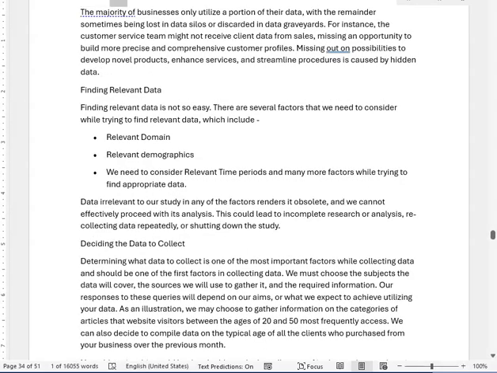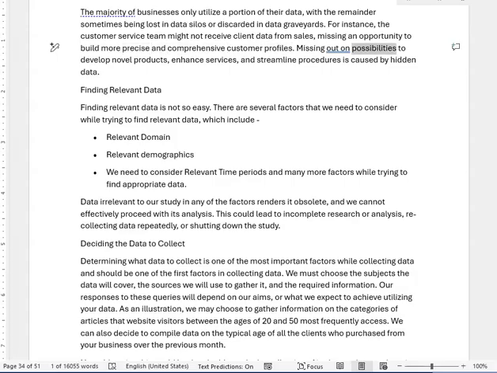Hidden data. The majority of businesses only utilize a portion of their data, with the remainder sometimes being lost in data silos or discarded in data graveyards. For instance, the customer service team might not receive client data from sales, missing an opportunity to build more precise and comprehensive customer profiles.